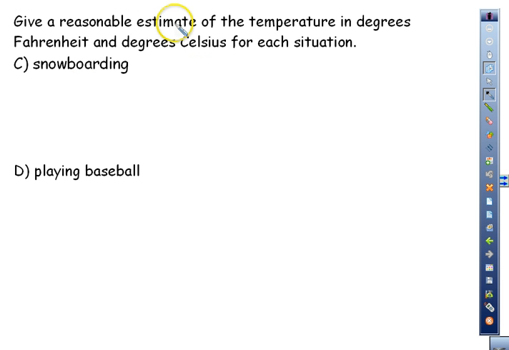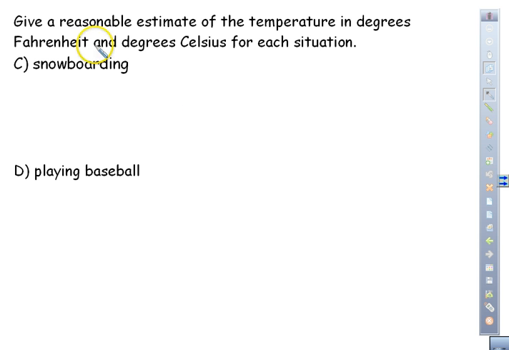Next one says, give a reasonable estimate of the temperature in degrees Fahrenheit and in degrees Celsius for each situation. So snowboarding. The temperature for snowboarding, what does the temperature need to be approximately when you're trying to do the snowboarding? What would be a good temperature? So go ahead and hit pause for that, and you can also do playing basketball.